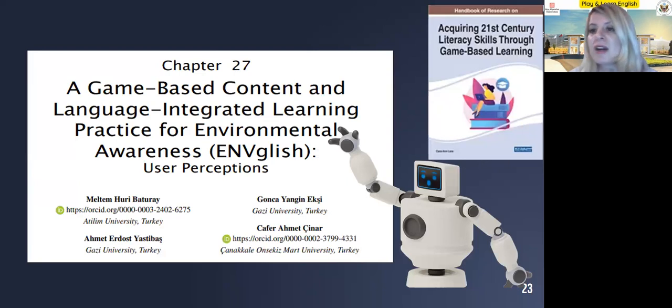How about environmental awareness? Okay. Topics such as global citizenship education, environmental awareness. That chapter is about creating a game, an ICT game in English, and the topic was environmental awareness. So it was a CLIL lesson, or a part of a CLIL practice about environmental awareness. The game was created for that. And the short abbreviation is ENVI English, environmental English, or something like that.